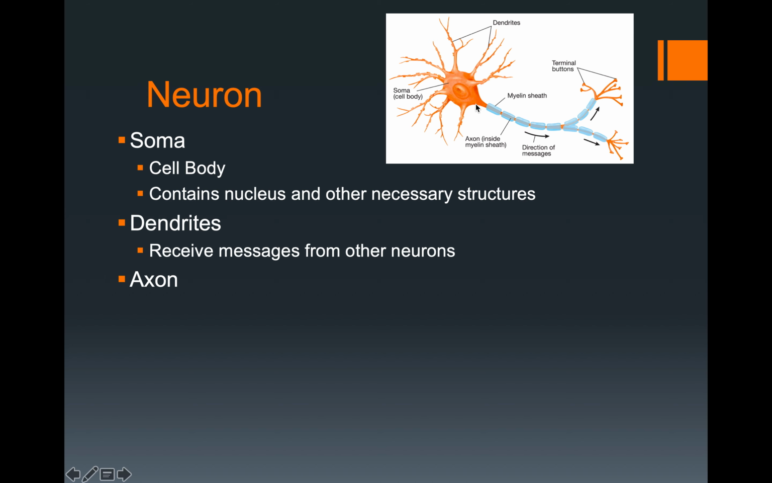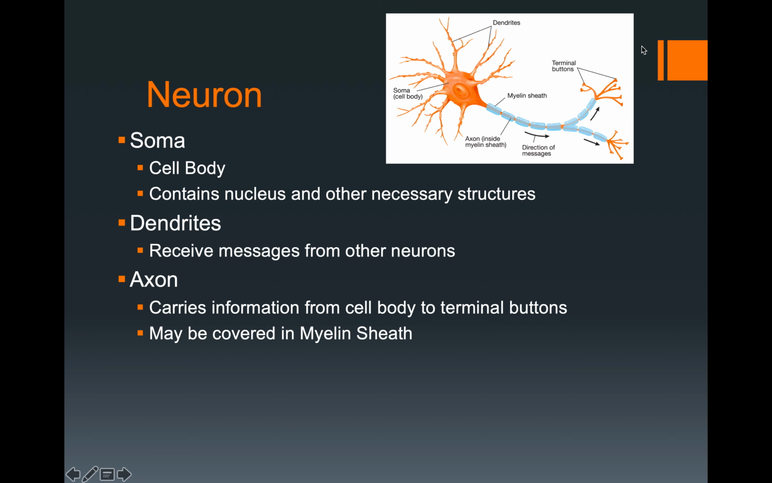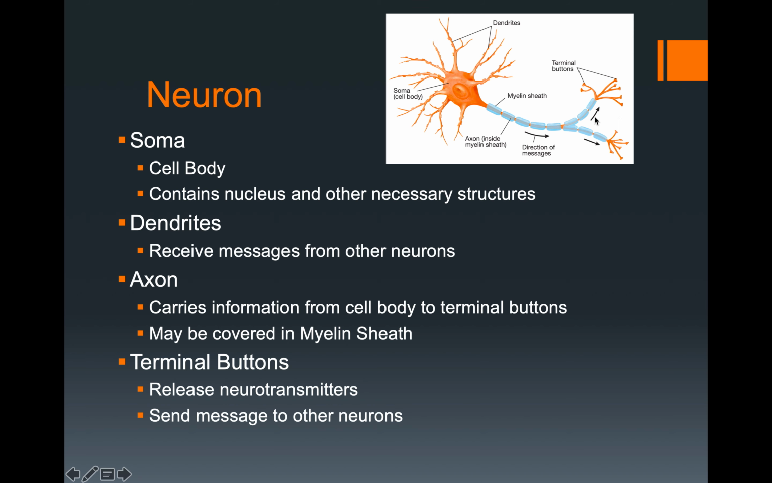The axon is this long projection here. It carries information from the cell body to the terminal buttons in the form of an action potential, which we'll get to in a second. And it may or may not be covered in myelin sheath, which is shown in blue here. In reality, myelin's a white fatty substance. Myelin serves to increase the speed of conduction, so it increases the speed by which the message would travel down to the terminal buttons. And the terminal buttons here at the end release neurotransmitters, which we'll get to later. And so this allows them to send messages to other neurons.